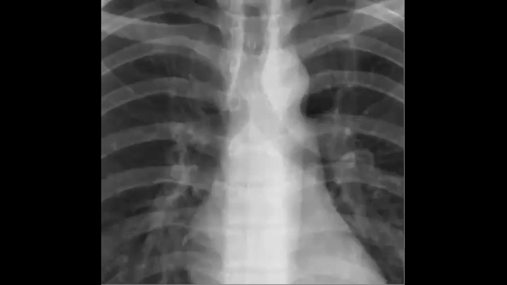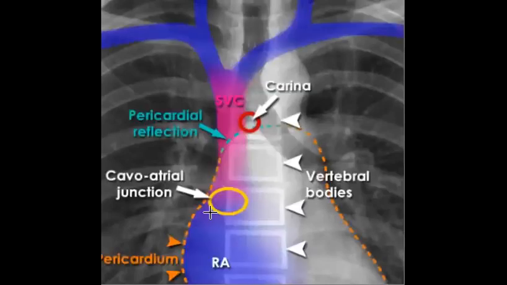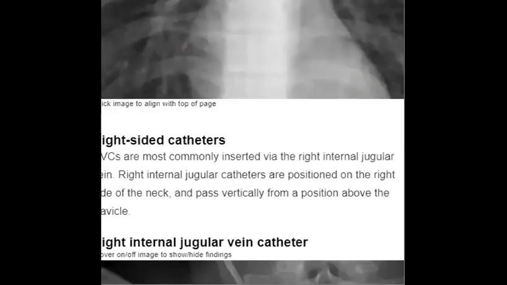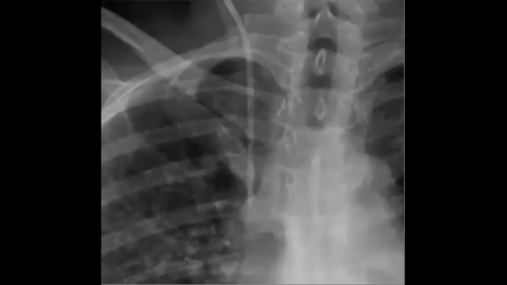Yes? Around here, right? Yes. So they mentioned that you can, from the carina, calculate about 2 vertebral bodies, then you can find the cavo-atrial junction. So if this is the superior vena cava, just a bit of distance, about 2 vertebral bodies, then you can find the cavo-atrial junction. So this will be your target, where to find the catheter. Okay?